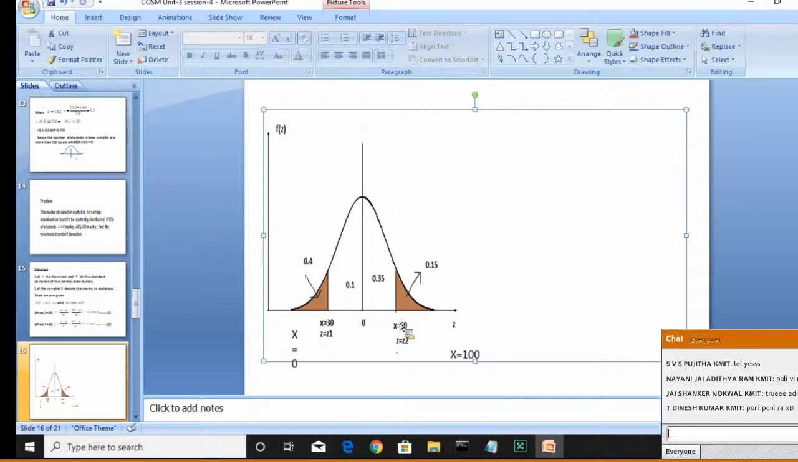When I convert it into the standard normal variate, I get Z1 on the left side, that is why I put it as a negative value. In our figure, the left side is negative values and the right side is positive values. So I wrote Z equal to Z2 here, Z equal to Z1 here. Is it clear or not for all of you? This much is clear or not?